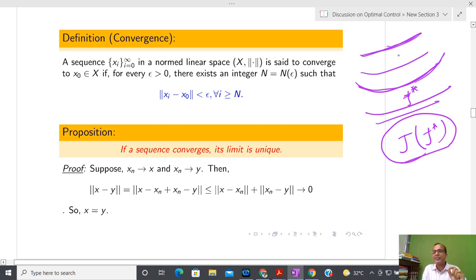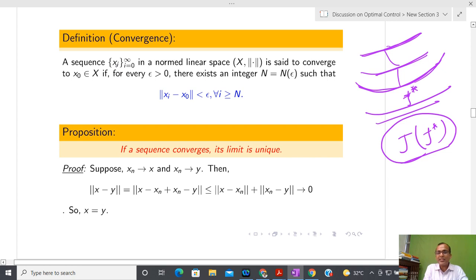So now you can see what I am going to do: I am going to see how the function is basically changing, and finally I have to make sure that it has converged to this function. Okay, so how are we basically defining convergence? Suppose you have some kind of sequence.